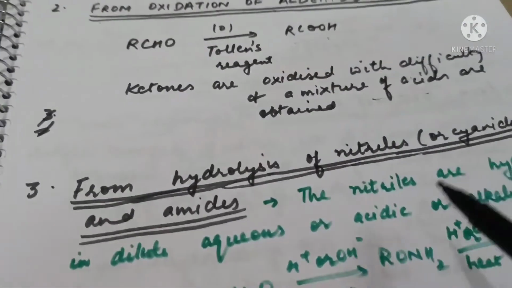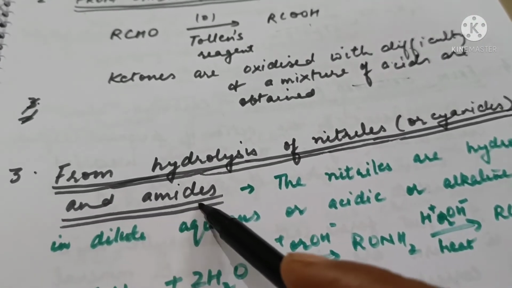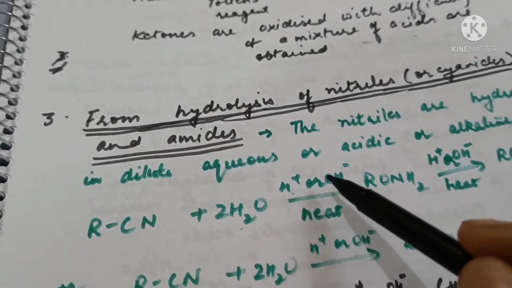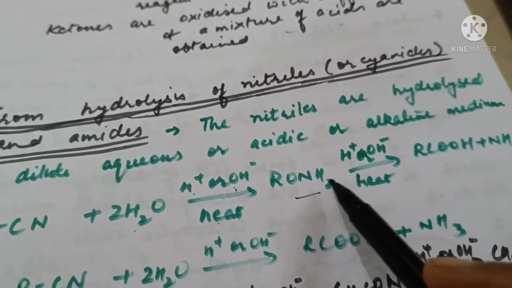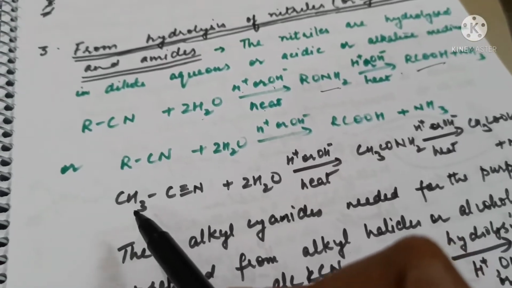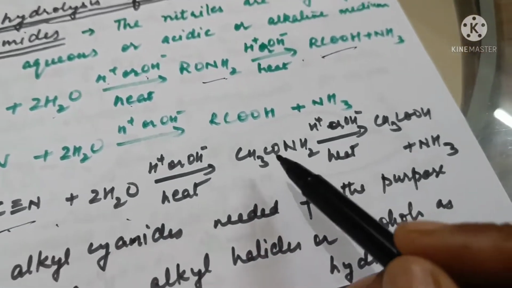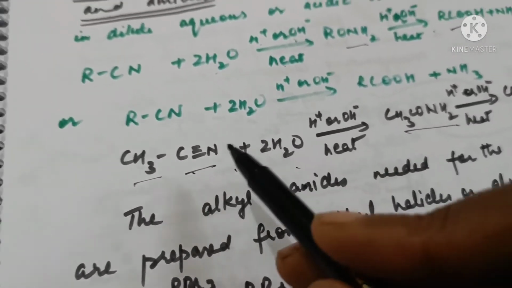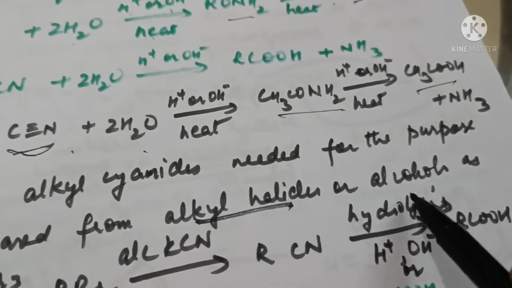From hydrolysis of nitriles also, we can prepare acids, and we can prepare acids from hydrolysis of amides also. When nitriles are hydrolyzed in acidic or alkaline solution on heating, they will first form amides, which on subsequent hydrolysis will form carboxylic acid. For example, methyl cyanide or ethanenitrile on hydrolysis will form first ethanamide and then ethanoic acid. The alkyl cyanides needed for the purpose can be prepared from alkyl halides or alcohols.